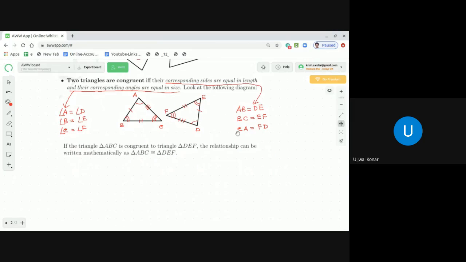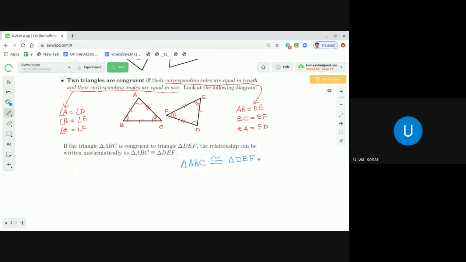But one very important point I am going to tell you, dear students, and remember it very carefully, and you need to apply these concepts very well. Whenever I say the triangle ABC is congruent to, this is the sign of congruency, is congruent to the triangle DEF.